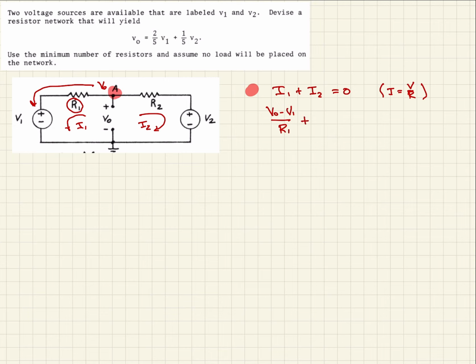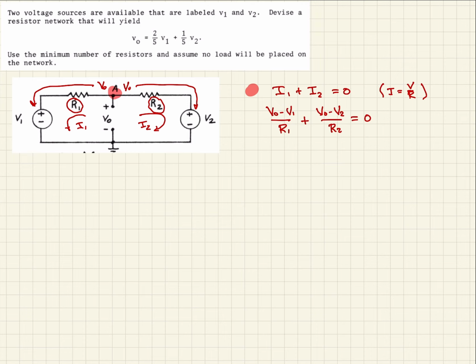Now we need to do the same thing to the other side. Here, this is V0 again, so the voltage difference around this circuit is V0 minus V2, and the resistance is R2. We set that equal to 0. Okay, so now we have our equation. We have the resistances, our output voltage, and our two source voltages, and those are the only components in the equation. So we should be able to work with this.